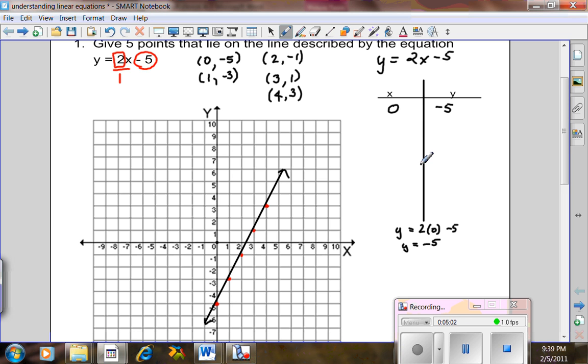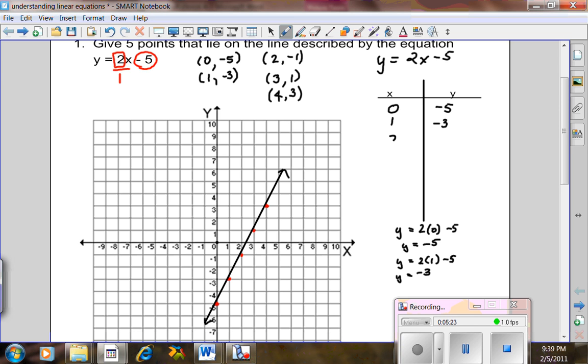negative 5. Let's try another. Let's put in 1. 1's nice and easy. y is equal to 2 times 1 minus 5. That means y will be 2 times 1 is 2. 2 minus 5 gives me negative 3. And I have the point 1, negative 3.